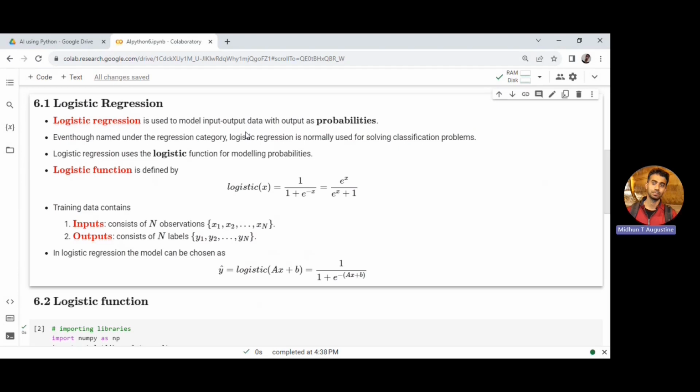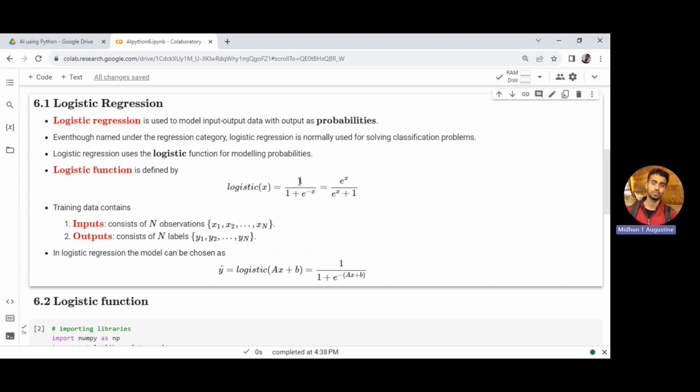In logistic regression, we use the logistic function for modeling probabilities. The logistic function, which we can also call the sigmoid function, is defined as in this equation, where e raised to x is the exponential function. Here, if we multiply the numerator and denominator with e raised to minus x, we get this expression. We can see that as x tends to infinity, e raised to minus x tends to 0, so 1 by 1 plus e raised to minus x tends to 1. Similarly, as x tends to minus infinity, e raised to minus x tends to plus infinity, and this makes 1 by 1 plus e raised to minus x tend to 0.